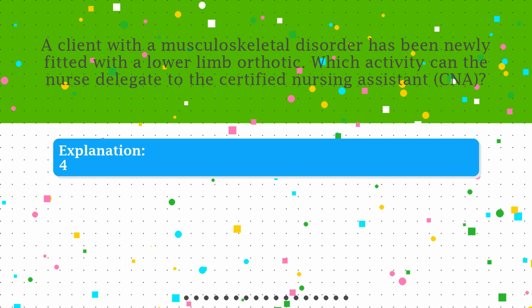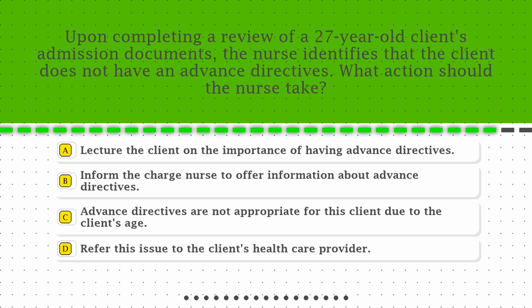Question 4. Upon completing a review of a 27-year-old client's admission documents, the nurse identifies that the client does not have an advance directive. What action should the nurse take? Option A. Lecture the client on the importance of having advance directives. Option B. Inform the charge nurse to offer information about advance directives. Option C. Advance directives are not appropriate for this client due to the client's age. Option D. Refer this issue to the client's healthcare provider.